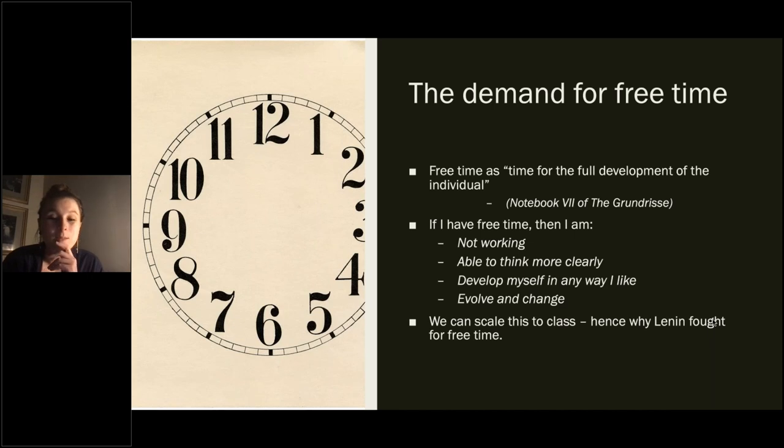And we can also scale this up to class, which is why Lenin always fought for free time, right? Or not just free time, but space to be able to organize. He fought for time to be able to plan and organize, that these things actually really matter to our class in being able to, again, not have to work so much, think more clearly as a class, develop itself in what way it likes, and also evolve and change, right? To put up some sort of resistance.